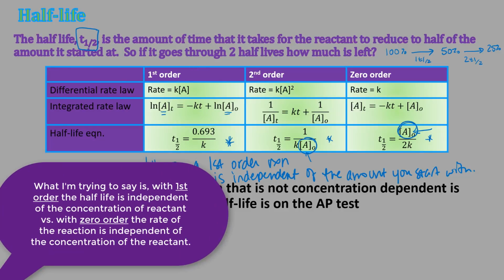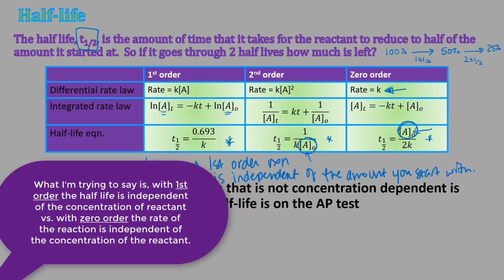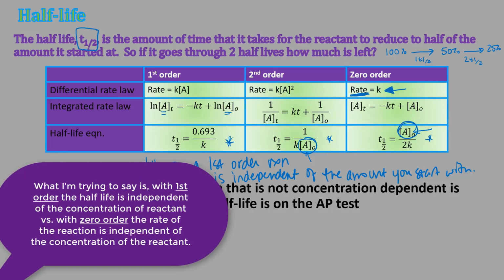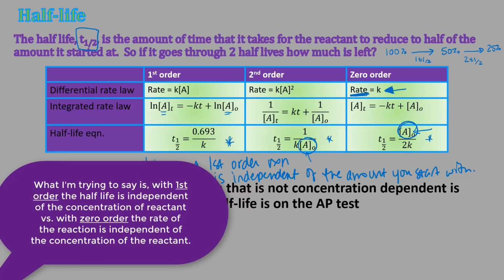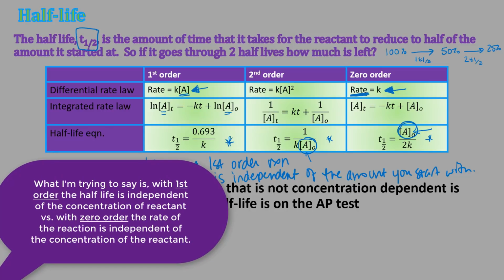Remember, that's not the same thing as we were talking about earlier with zero-order reactions. With zero-order reactions, the rate is independent of the concentration of your reactants. That's not the same thing as the half-life being independent, because the rate is not independent of the concentration of your reactants here in a first-order reaction. It's only the half-life.